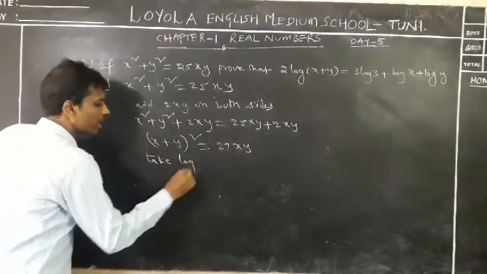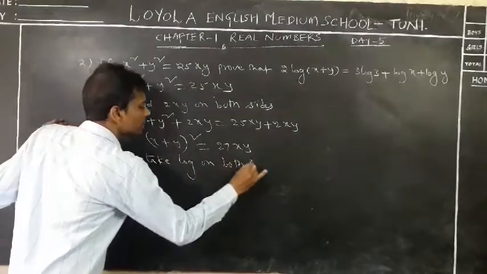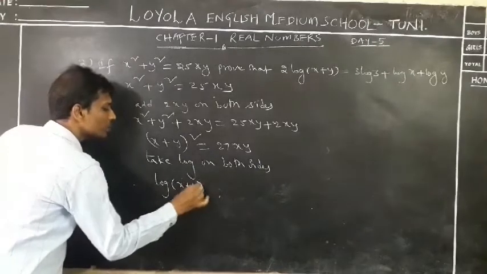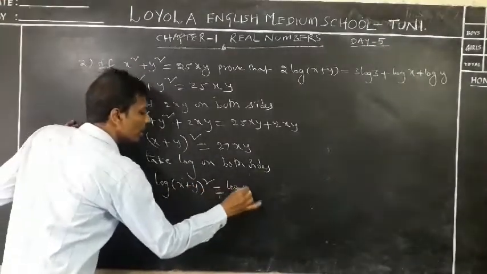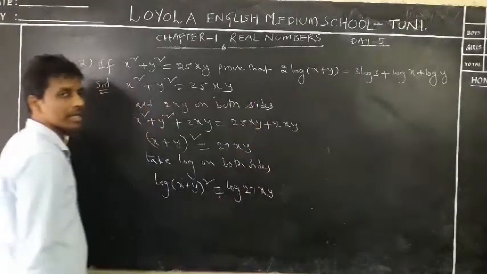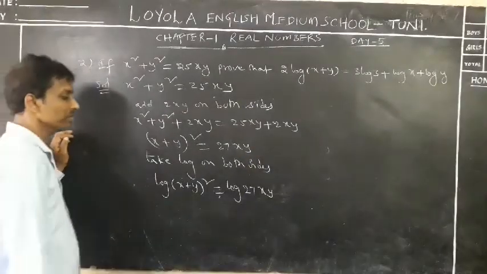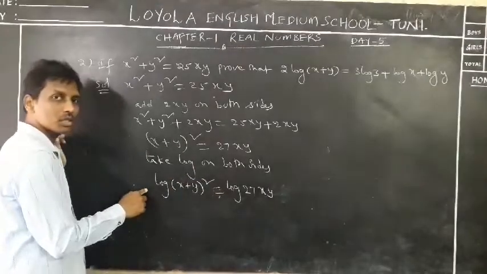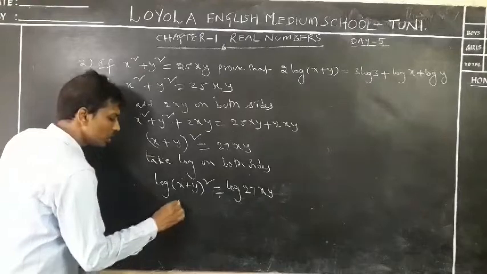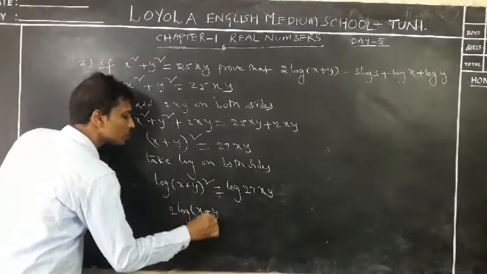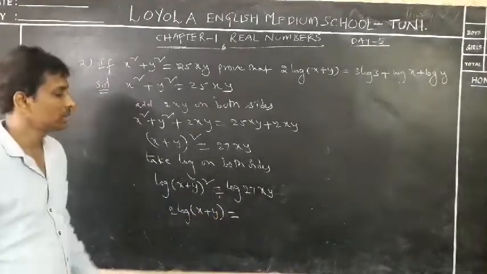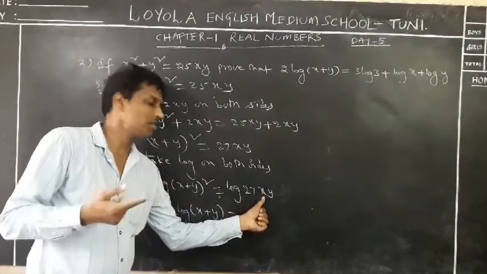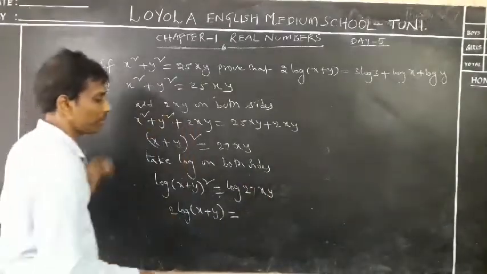So take log on both sides. What will happen, you see? Log of (x plus y) whole square is equal to log 27xy. Now this power 2 is there. So this 2 comes before logarithm. 2 times log (x plus y) is equal to. Here actually 27 is a single term, x is another one, y is another one. Here 3 terms are there.